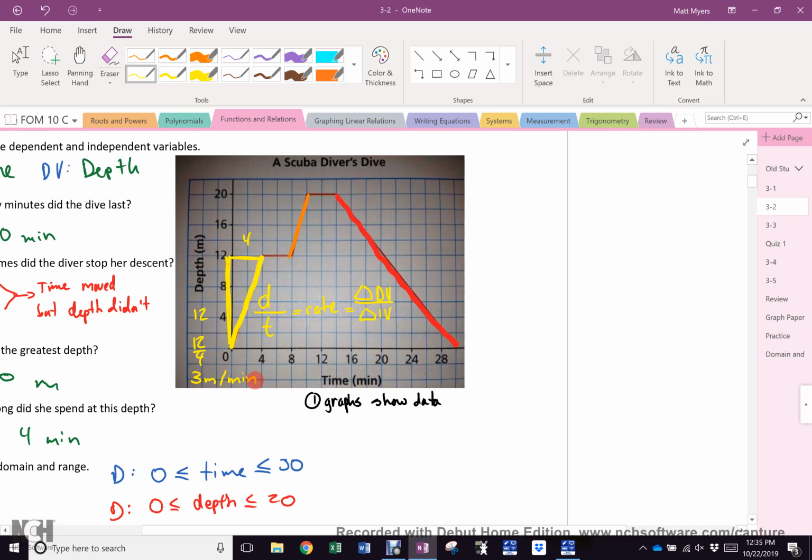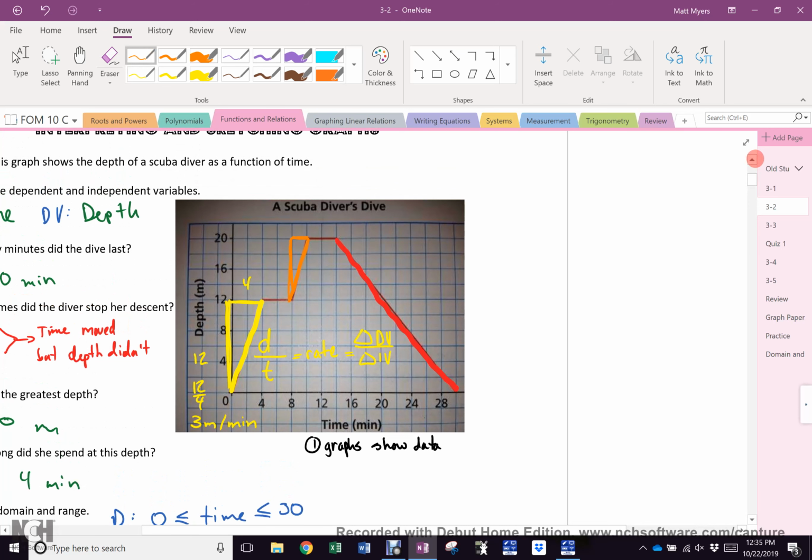Everybody cool? You do it for the orange one. How far up did she go and how far that way did she go? Orange is pretty visible, so I'm going to write it over here. How far up did she go? 8 in meters. And how far? 2 minutes. Now, would we ever say I went 8 meters in 2 minutes? What would we say? 4 meters per minute. Yes?